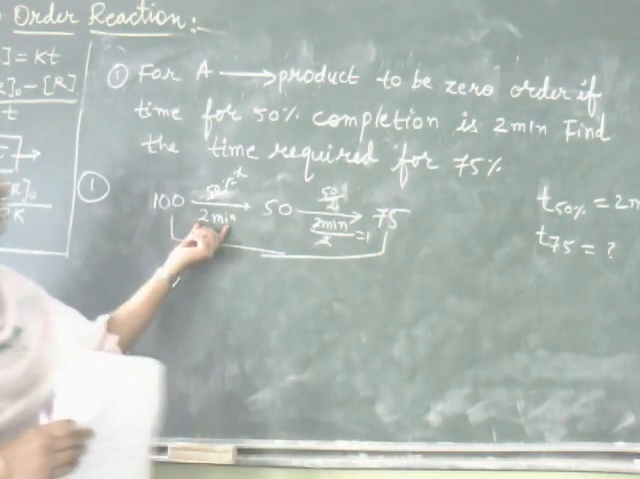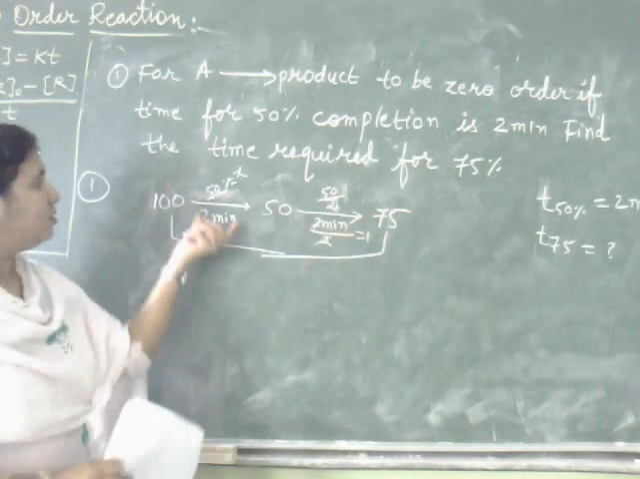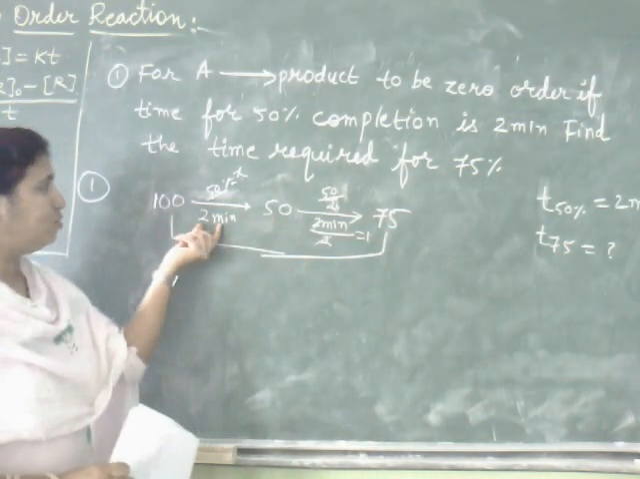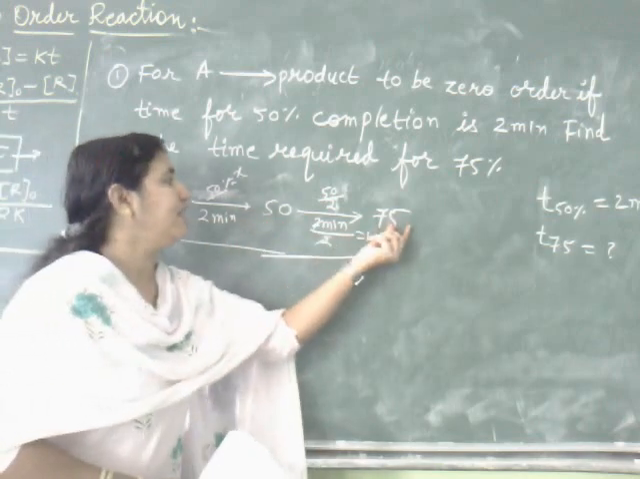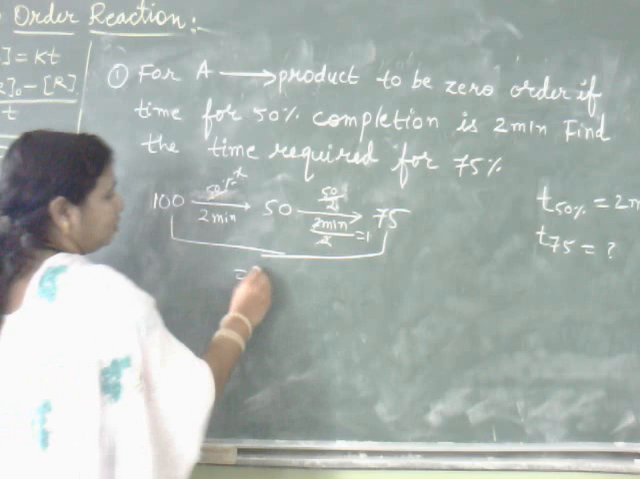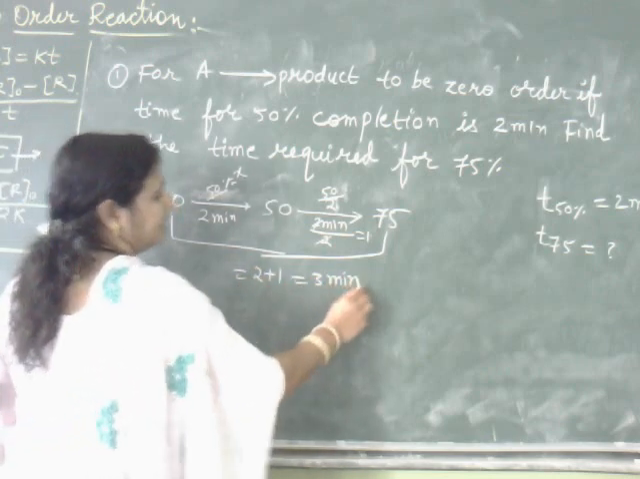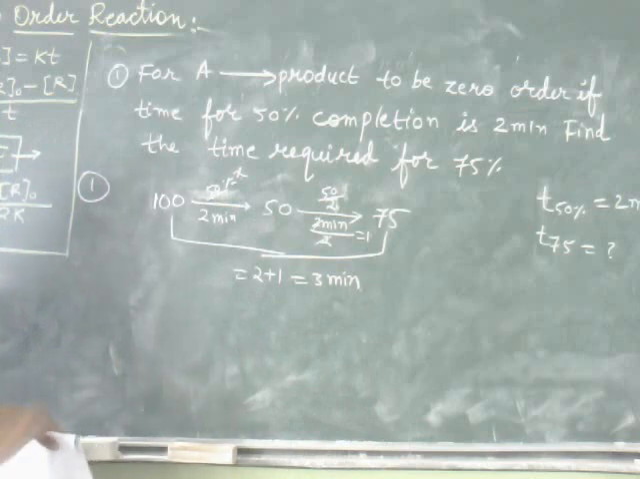For 50%, 2 minutes. So for 75% how much is it? For 100 to 50 it is 2 minutes. So 50 to 75 how much do we get? 1 minute. So total will be how much? 2 plus 1 is equal to 3. 3 minutes we can get here. Okay. So this is the first method.